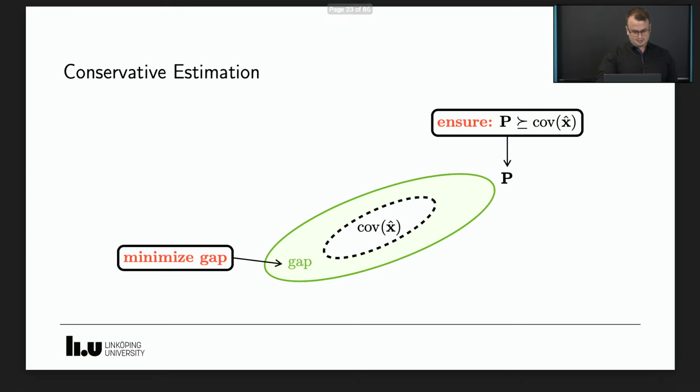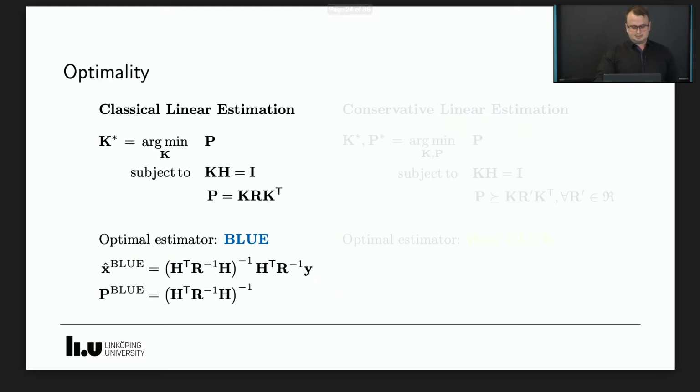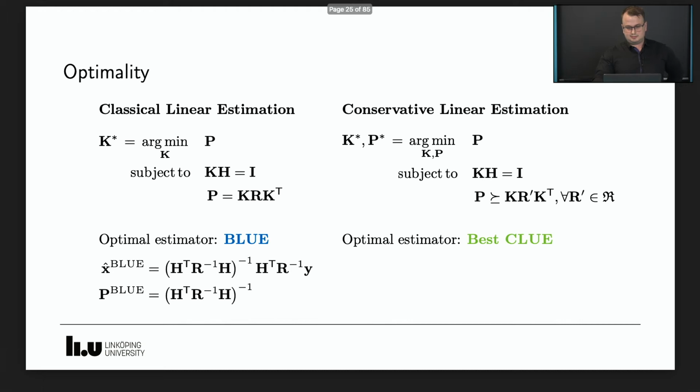But we also want, like in the linear estimation case, to minimize how much we overestimate the true covariance. So this leads us to the following optimization problem. To the left, we have the classical linear estimation case, where we know that the solution is given by the blue. To the right, we have the conservative linear estimation case. Here we see that we have to optimize over 2 variables, not only K as in the other case, but also P, since we don't have access to the full and true covariance R. The optimal estimator in this case is called the best clue.